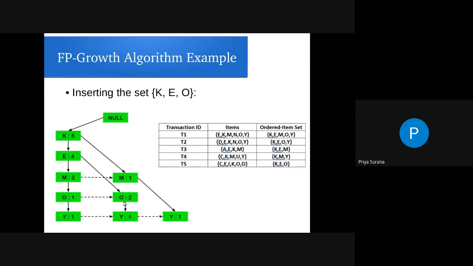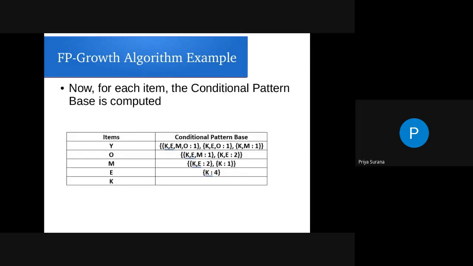Now for each atom the conditional pattern base is computed. Prior to the next step, this is nothing but the FP tree which is built for this transactional database. So if you check this database, we have formed the ordered item set, and using this ordered item set we have built the FP growth tree, or FP tree we can say. So this is the final step and this is nothing but the tree is built. Next step is also given which we will check.